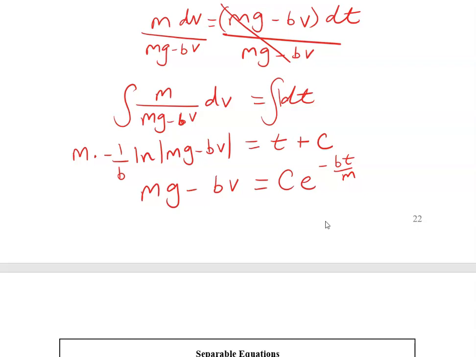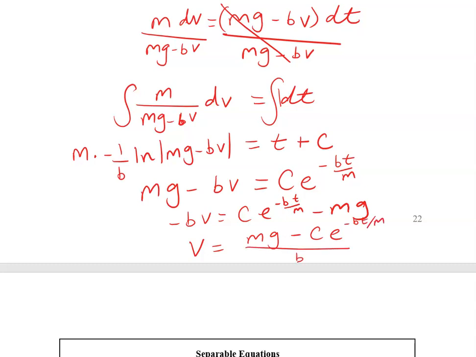Please do not worry about that right now. That is not what's important. Just focus on what my end result is. Hang in there. Remember, my job is to get v by itself. I'm trying to solve for v. So from here, I'm going to subtract the mg to the other side, so I end up with this expression. And then I'm going to divide by negative b. So this becomes v equals, I'm going to rewrite this, mg minus, because the signs are going to change, ce to the negative bt over m, all over b.